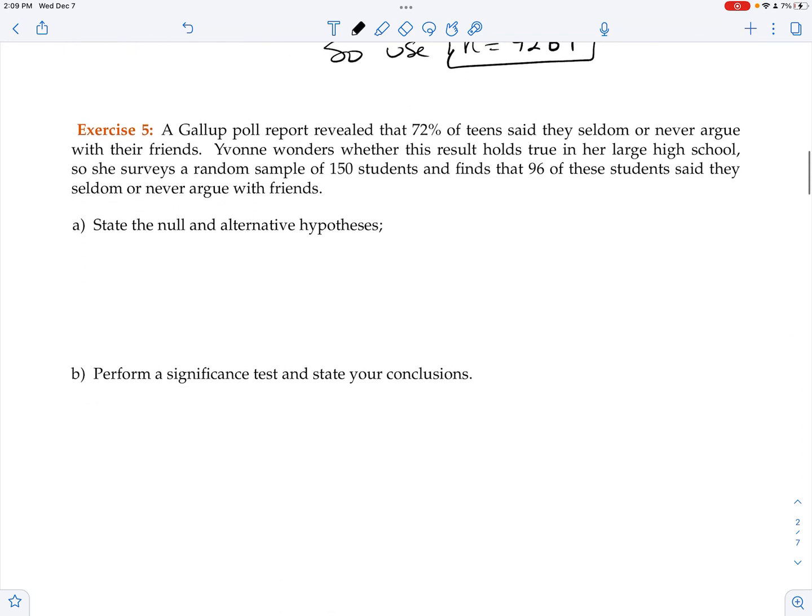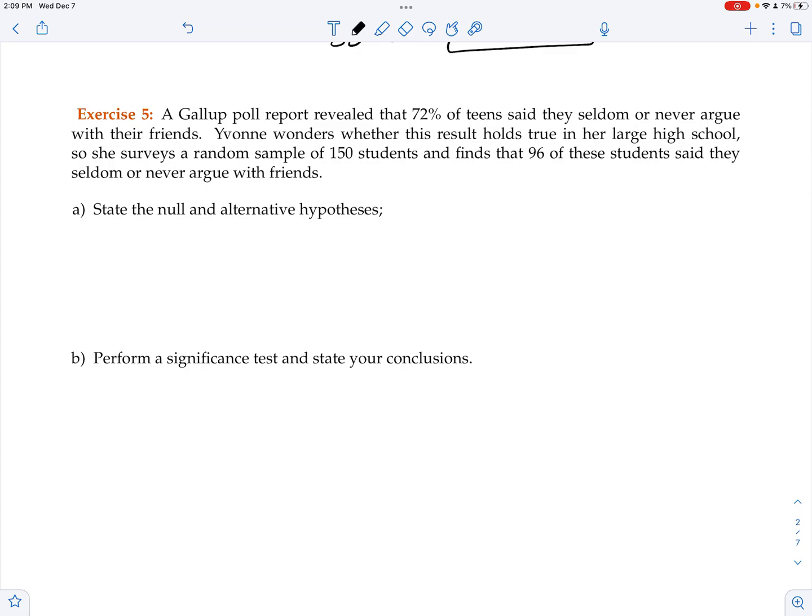All right, we've got a poll saying that 72% of teens say they seldom or never argue with friends. Yanni, a particular student, wonders if this holds true in her school. So she surveys a random sample of students. And so she's wondering, do the results hold true? Are they the same? Are they different? There's not a direction here.